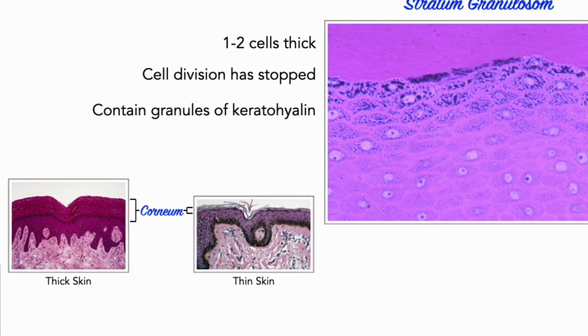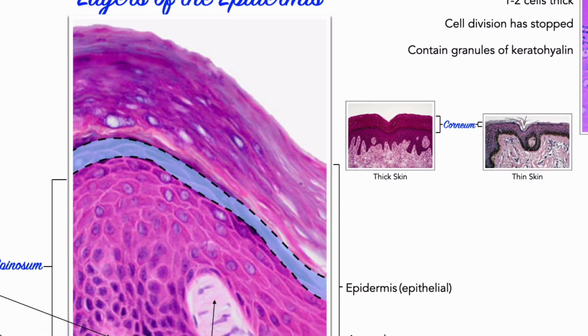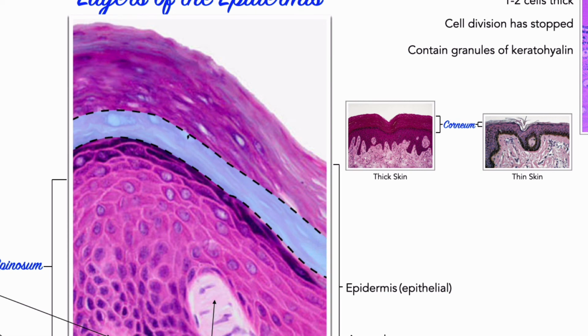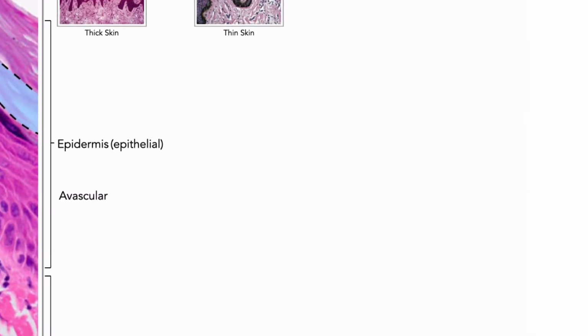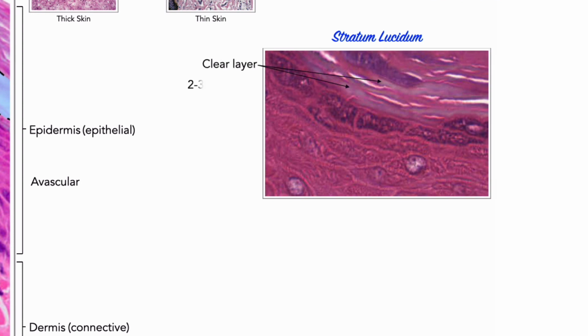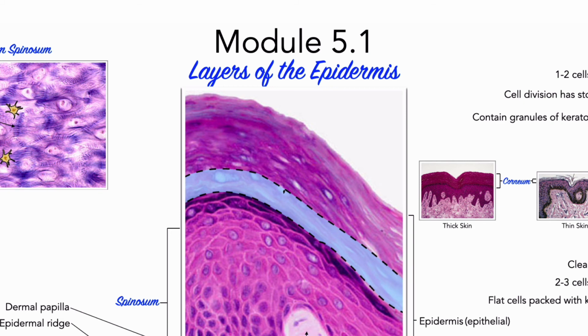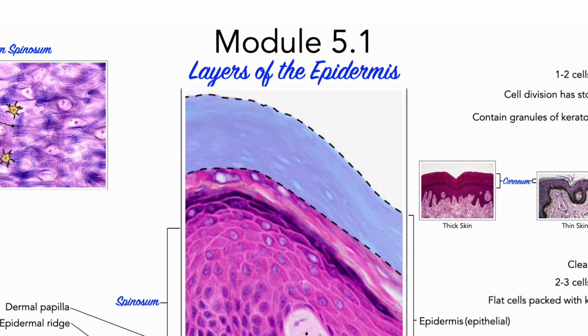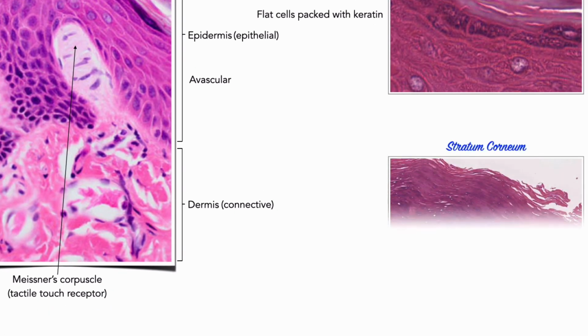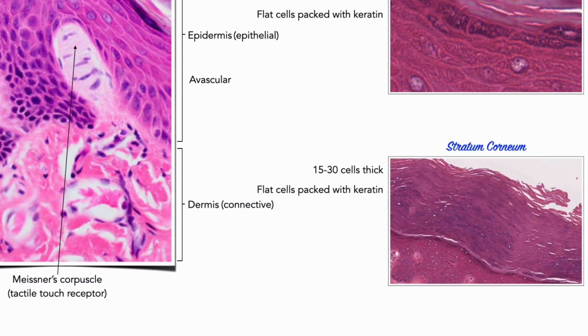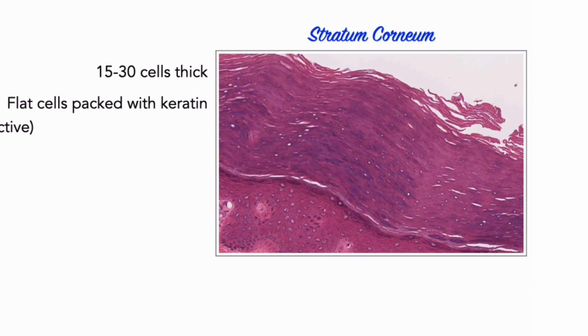In the thick skin of the palms and soles, a glassy stratum lucidum, or clear layer, covers the stratum granulosum. The stratum lucidum is typically 2 to 3 cells thick. The cells in this layer are flattened, densely packed, and filled with keratin. Finally, at the exposed surface of the skin is the stratum corneum. In thick skin, it normally contains 15 to 30 layers of flattened and dead epithelial cells packed with filaments of keratin. Such cells are said to be keratinized or cornified. The dead cells in each layer of the stratum corneum remain tightly connected by desmosomes. As a result, these cells are generally shed as sheets rather than individually.